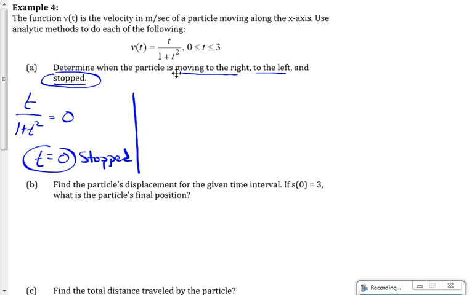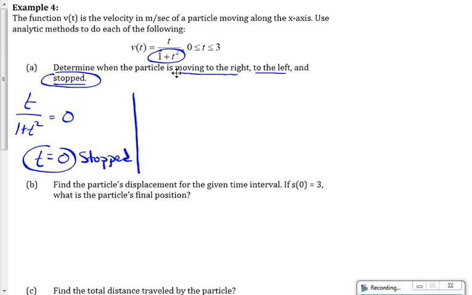Also, because if I look at this denominator, there's no place where that denominator is ever going to be 0, is it? Because I got a squared there and a +1, so the denominator will never be 0. I've got no singular points. I've got a stationary point, but I've got no singular points. Singular points being where the derivative is undefined. Okay? So this is the only candidate for a place the object could change direction.